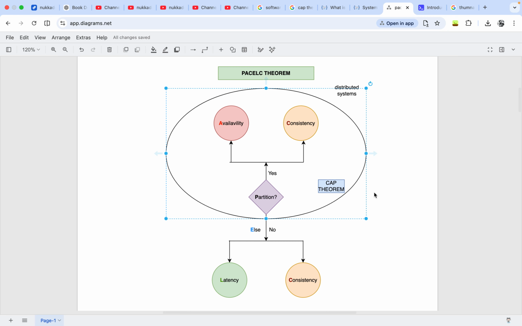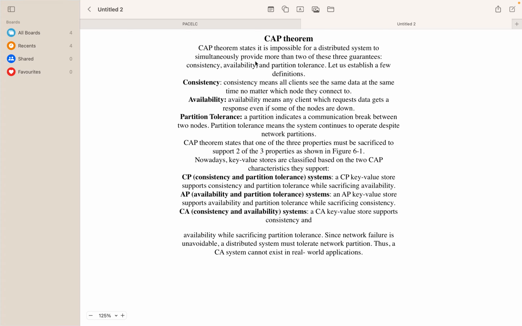This is not something related to Kafka topics or Kafka partitions, right? This partition is related to network failure. If there is a network failure, which is called a partition, then there are two choices. The system can either choose availability, so it should always be available, or consistency, right? Here you can see the diagram which I showed you.